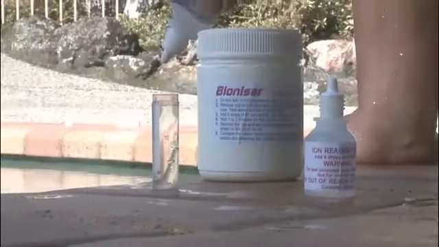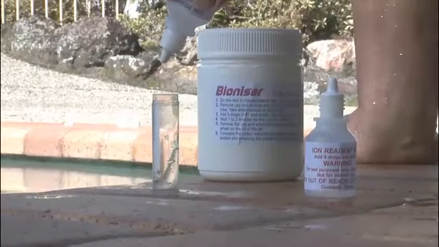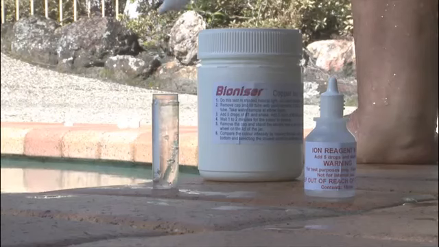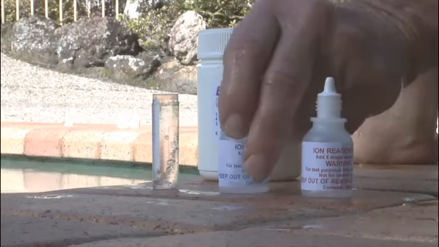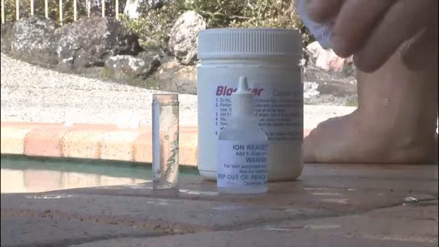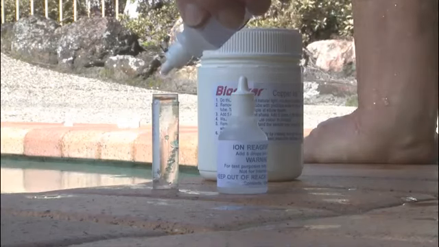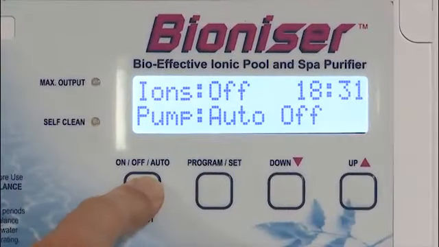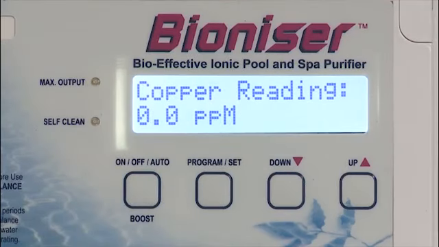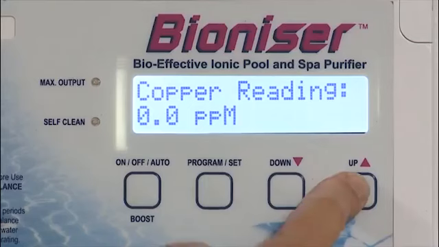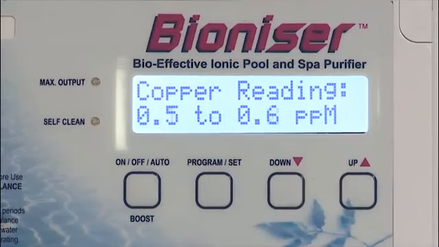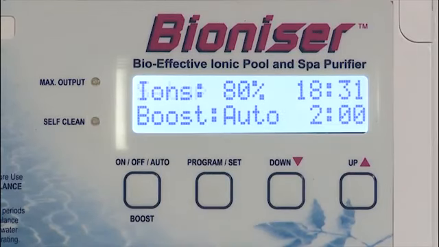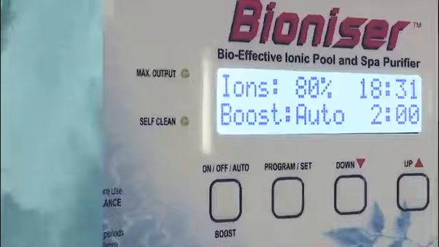If the pool ever requires a boost to compensate for loss of copper ions, for any reason such as heavy rain or bather load, then you will have to take a copper reading first, as you will be required to enter a copper level before the unit will allow you to use the boost function. This feature is designed to prevent over-ionization of your pool, so make sure that a copper test is done and the results define the amount of boost time the Bionizer will determine.